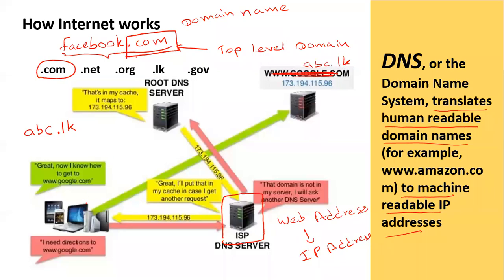So now the end device doesn't know who is abc.lk because this is just a name. There must be an IP address related to that, because the communication will happen using IP addresses. So children, this computer will ask its DNS server who is abc.lk. Still this computer doesn't know, right?